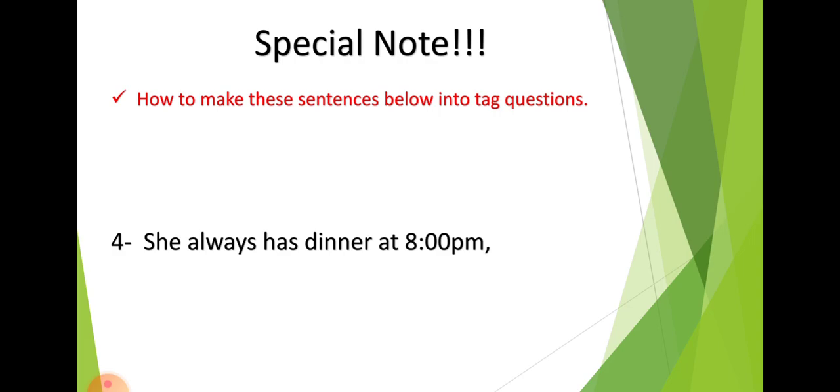Number 4: She always has dinner at 8 o'clock p.m. So what should the tag question be in this one? Correct, "doesn't she?" We use "doesn't she" to form a tag question because the sentence is positive. And "has" is the main verb in the sentence, and to form the question we use "do" or "does", but the subject is "she", so we use "doesn't she", just because the sentence is positive. So the tag question is negative.